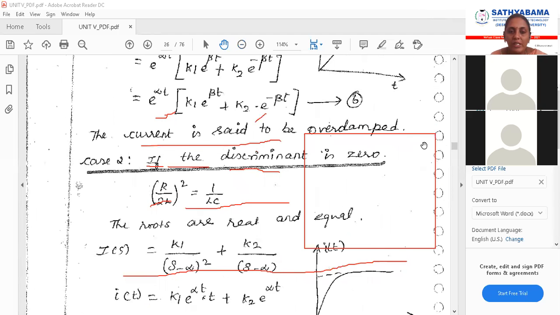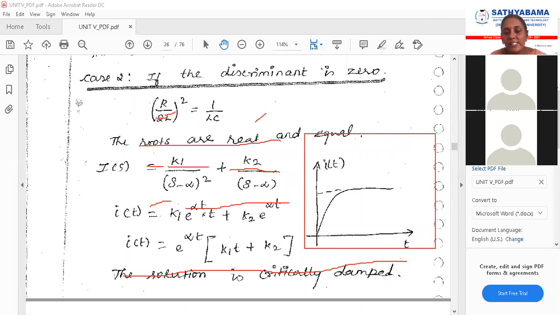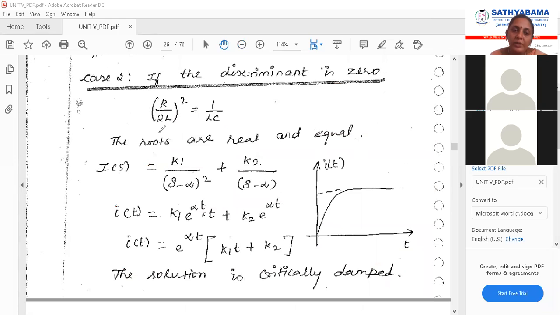Next, we will proceed to case 2. In case 2, the discriminant is 0. What do we mean by discriminant 0? Discriminant 0 means R by 2L the whole square is equal to 1 by LC. So what does it mean? The beta value is going to be 0. If the beta value is 0, only the alpha value is there. So the roots are real and equal.